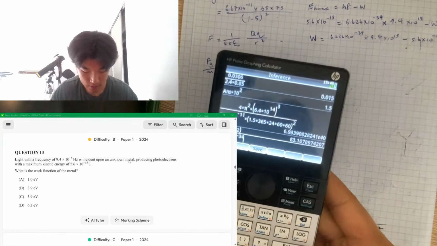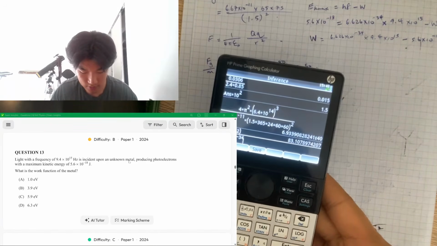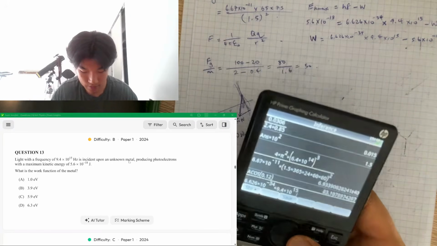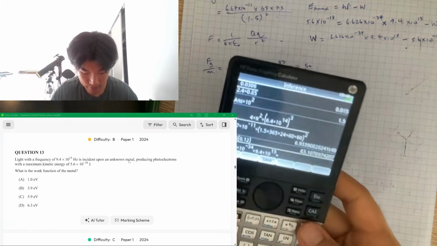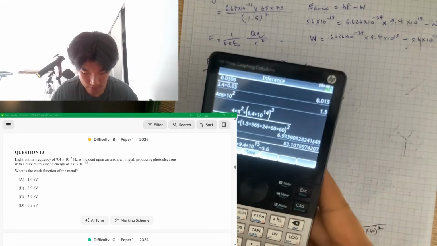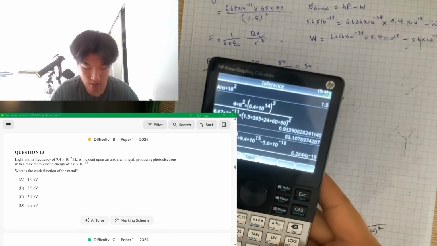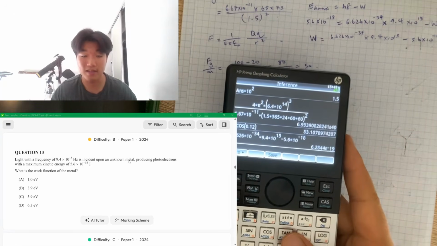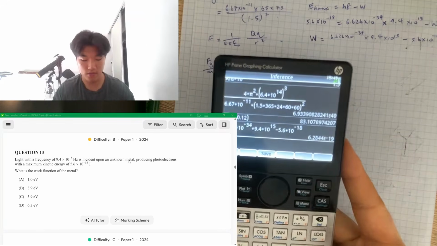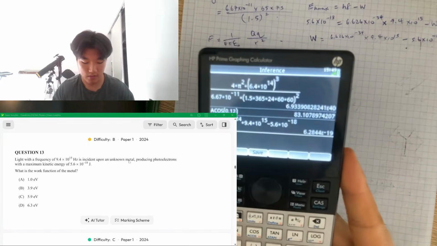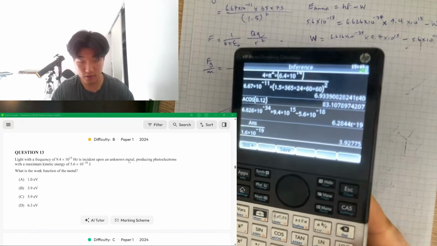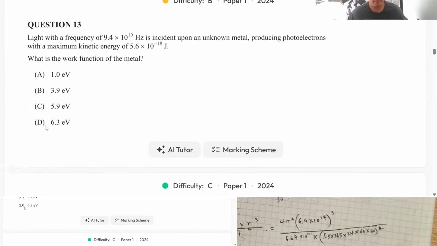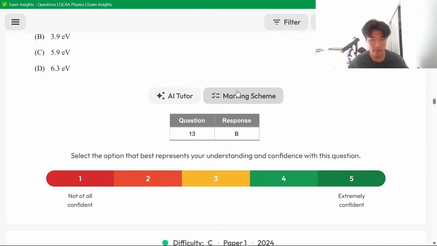So then 6.626 times 10 to the negative 34 times 9.4 times 10 to the 15 minus 5.6 times 10 to the negative 18. However, we're not done yet. We can notice that the answers are in electron volts, so we need to divide this by 1.6 times 10 to the negative 19 for the conversion. We get an answer of 3.9. So it's B.